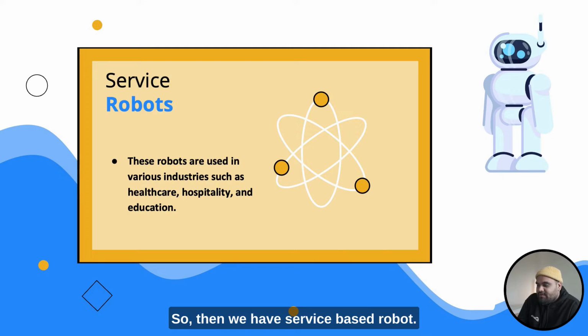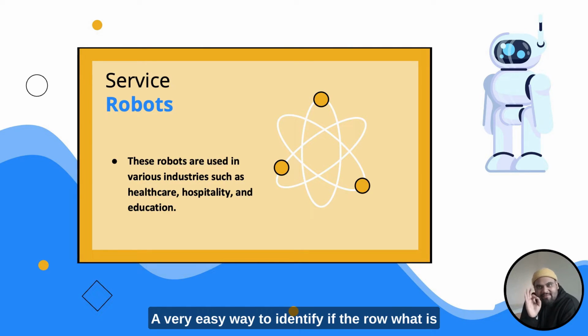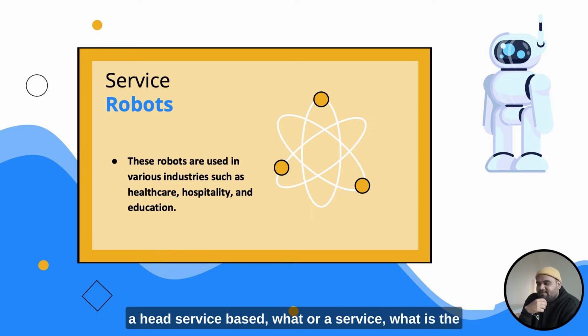Then we have the service-based robot. You might have seen service-based robots here and there. The whole idea is that these robots are used in various industries such as healthcare, hospitality, and education. A very easy way to identify a service robot is that usually all these robots look very cute. I'm not even joking. The reason for these robots to look cute is to make sure that the person feels comfortable.